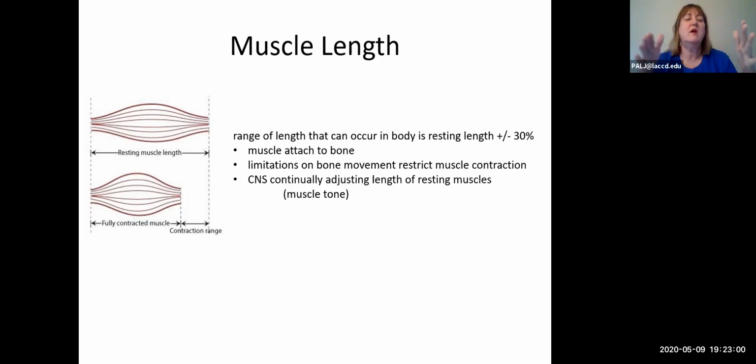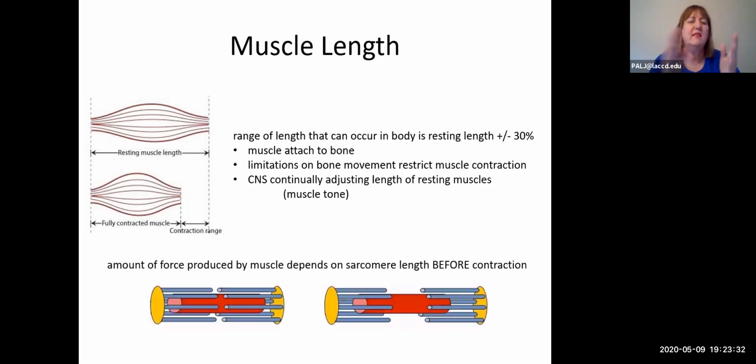Now, in addition, we know we can rest and overextend the muscle a certain percentage as well. Now, your brain is constantly monitoring this process and adjusting this resting muscle length, and we call that process your muscle tone. So when your arm is down, you can feel the muscle and you can tell whether or not it's relaxed or not. So what kind of receptors do you think are doing this adjusting? Keep that in the back of your mind. We're going to get to that shortly.